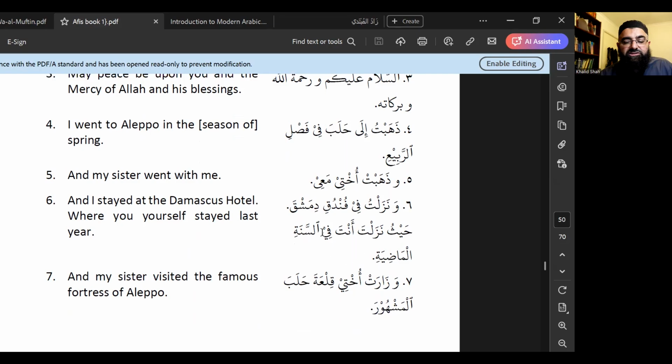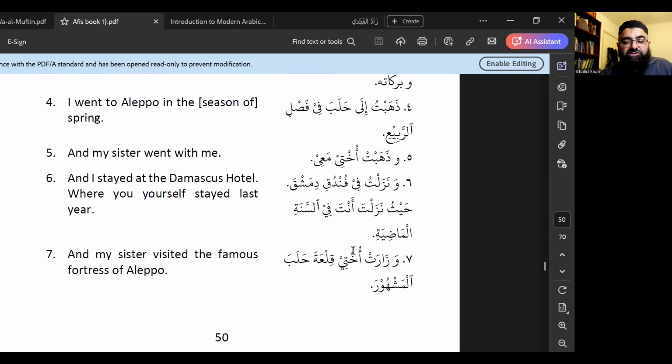Madi is a sifa of sana. Sanatil madiyati. These are mawsuf sifa. Fi is harf jar, make the kasra, madiya follows it. It's feminine, it's also feminine as well, and all the things match. وزارت أختي في قلعة وزارت أختي قلعة حلب المشهورة.